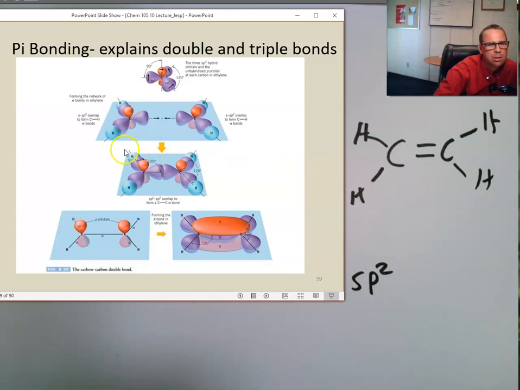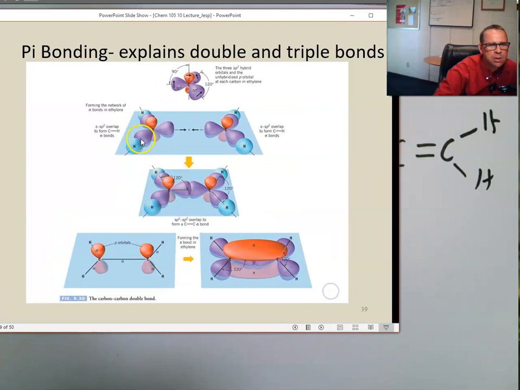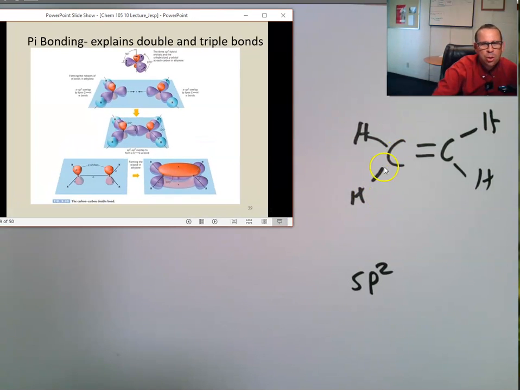Hydrogen is extending what, Brielle? What does it look like? What is hydrogen using to overlap with that sp2 hybrid? It's just extending its s orbital, right? Because that's all it has. So this bond is an overlap between an sp2 hybrid orbital from carbon and an s orbital from hydrogen.